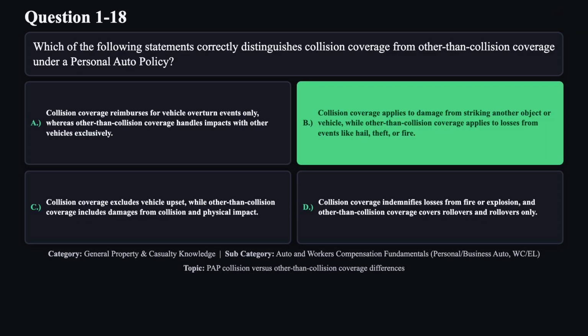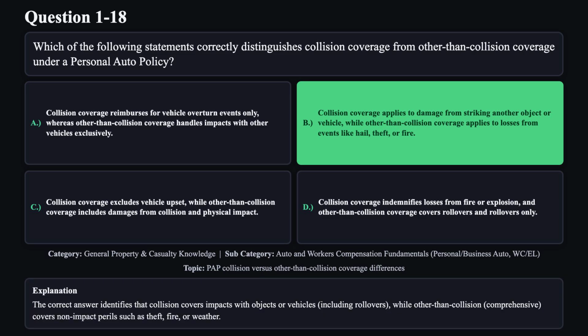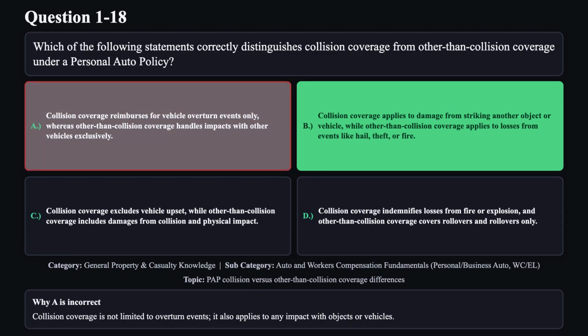The correct answer is B. The correct answer identifies that collision covers impacts with objects or vehicles, including rollovers, while other than collision, comprehensive, covers non-impact perils, such as theft, fire, or weather. Reason A is not correct. Collision coverage is not limited to overturn events. It also applies to any impact with objects or vehicles.